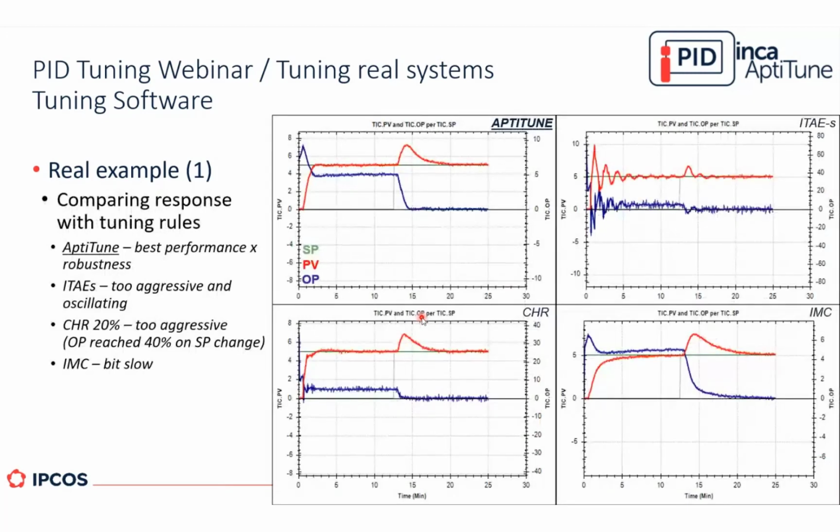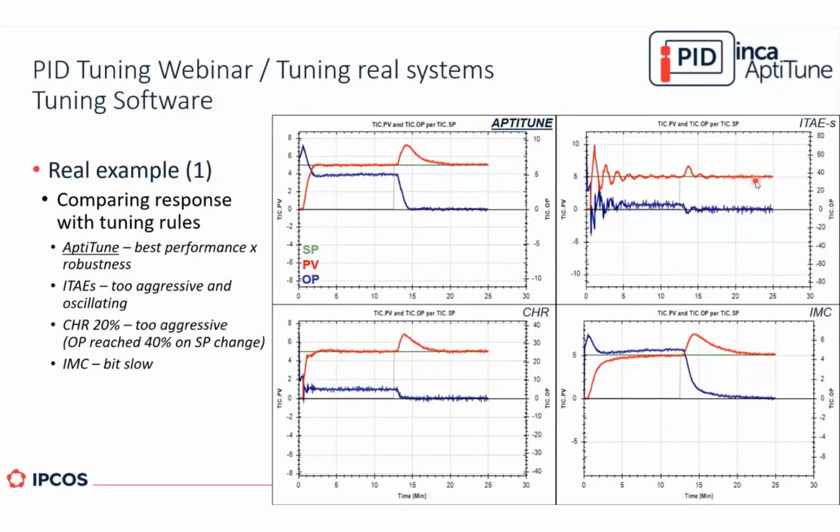And now if we compare the response that we got with PID Tune with other rules, supposing here that we could get the same model, right? Because don't forget that we used aptitude to find that model. But supposing that we could use the same model and apply the other rules here, we can see for aptitude, right? So we have this very stable and robust response.